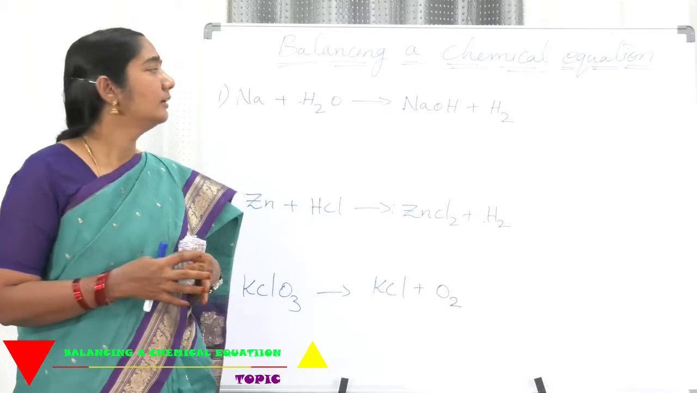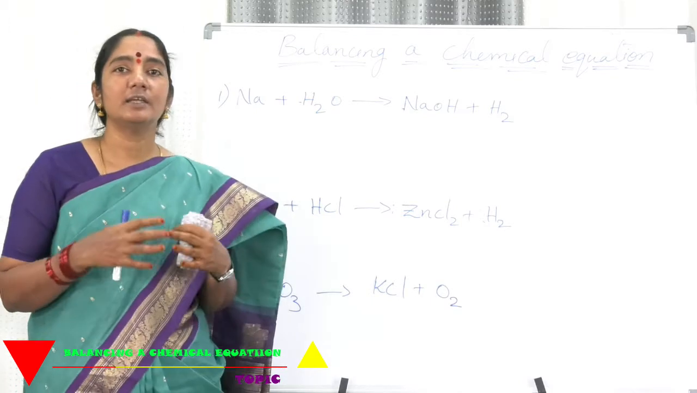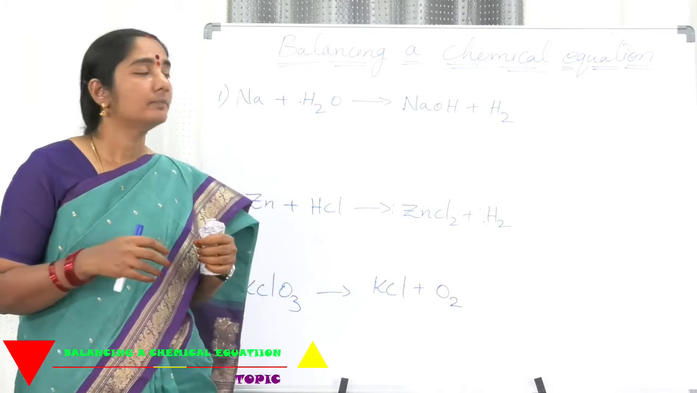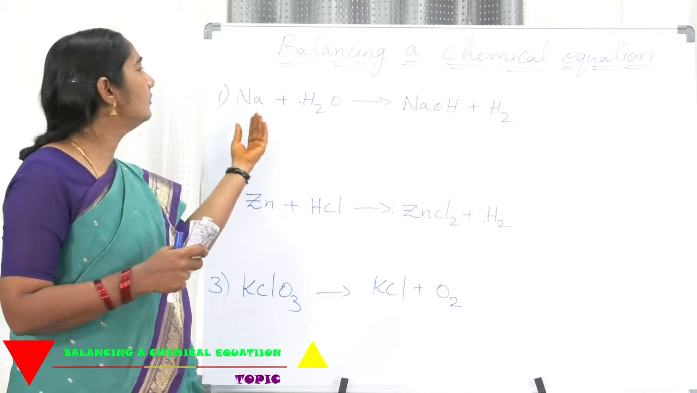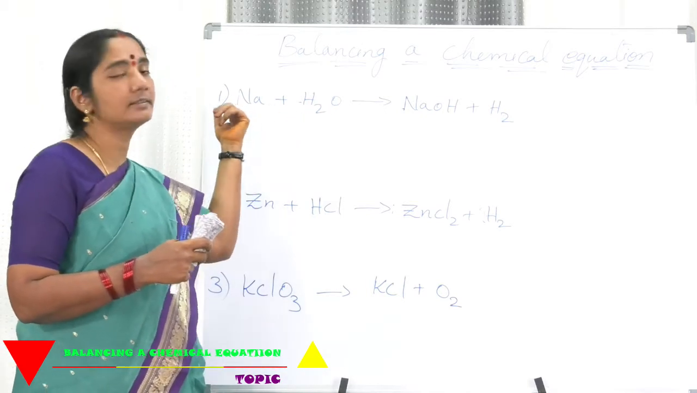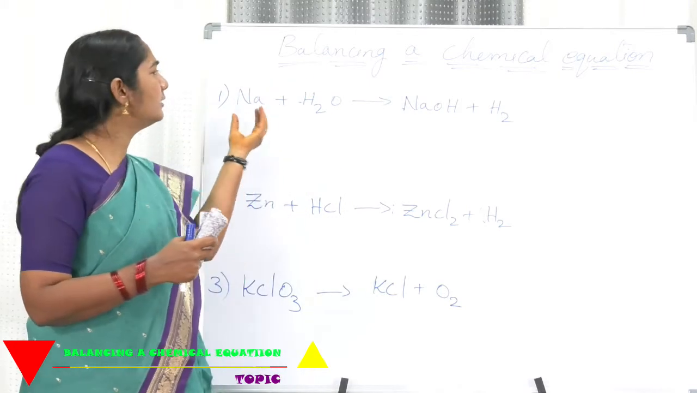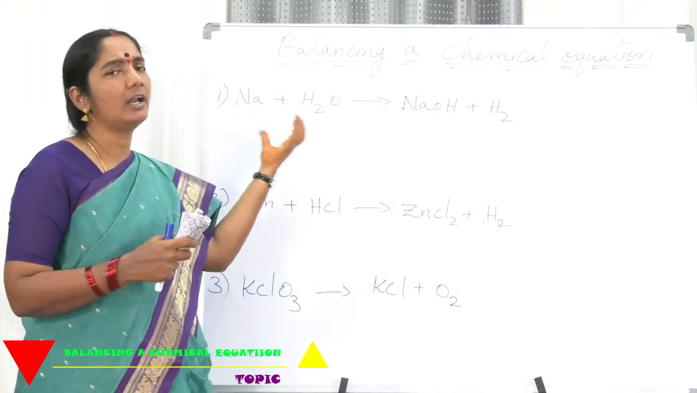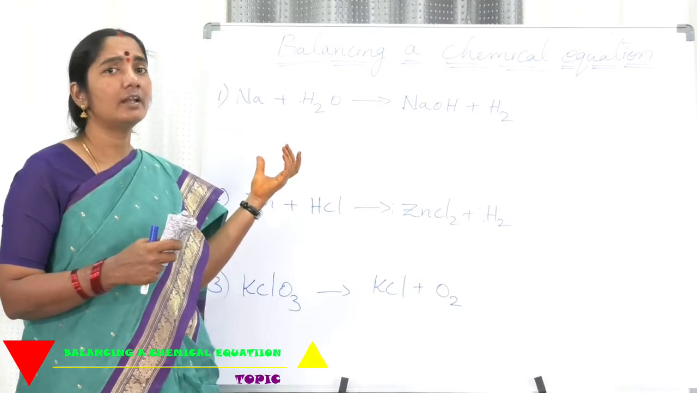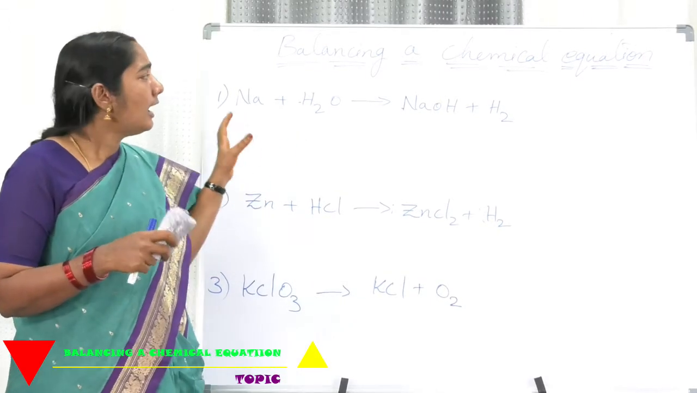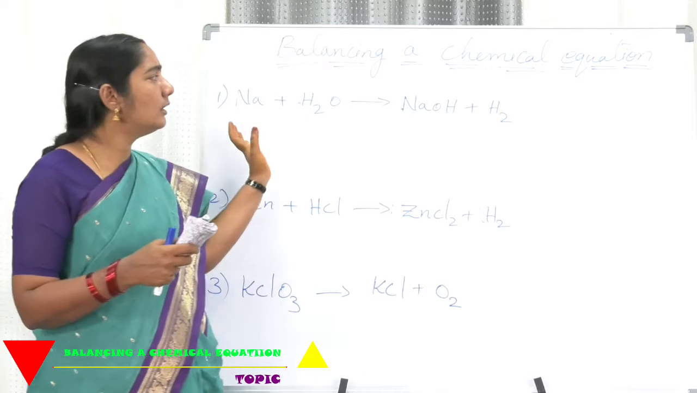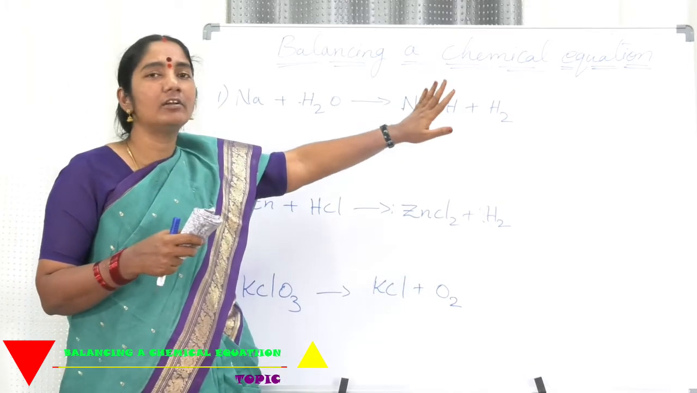Now, in a chemical equation, these are called the products, and those are the reactants. Reactants mean the initial things you are taking. You are adding these two initially, and they are called the reactants. After the reaction is finished, you get the products, so they are called the products.